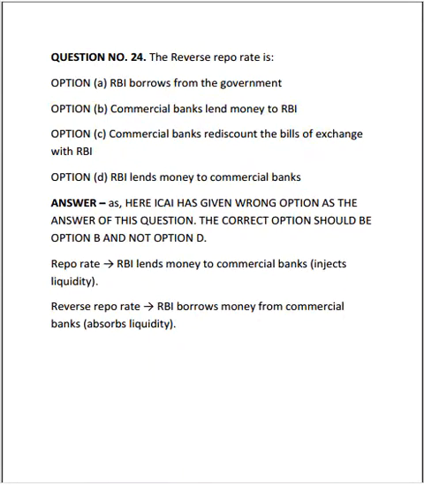Question No. 24. The reverse repo rate is. Option A, RBI borrows from the government. Option B, commercial banks lend money to RBI. Option C, commercial banks rediscount the bills of exchange with RBI. Option D, RBI lends money to commercial banks. Answer, here ICAI has given the wrong option A as the answer to this question. The correct option should be option B and not option D. Repo rate: RBI lends money to commercial banks, injects liquidity. Reverse repo rate: RBI borrows money from commercial banks, absorbs liquidity.